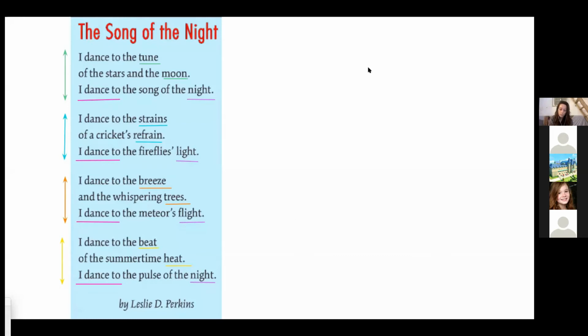What message do you think the author or the poet is trying to get across? What is the poet trying to say to us? Sarah, what do you think? What's the poet trying to say to us? We're trying to teach us.